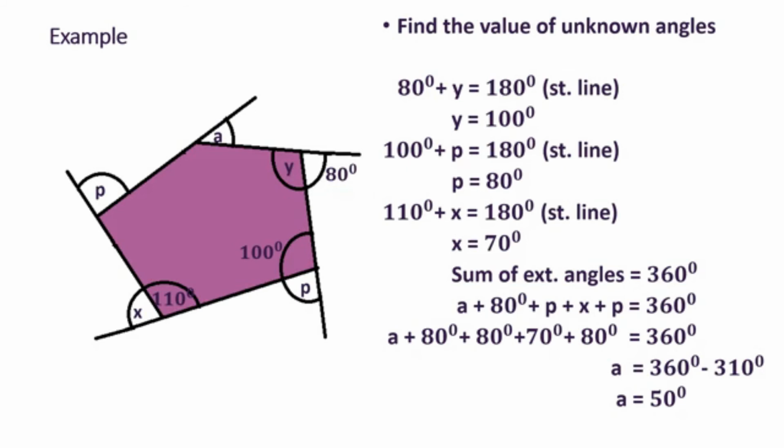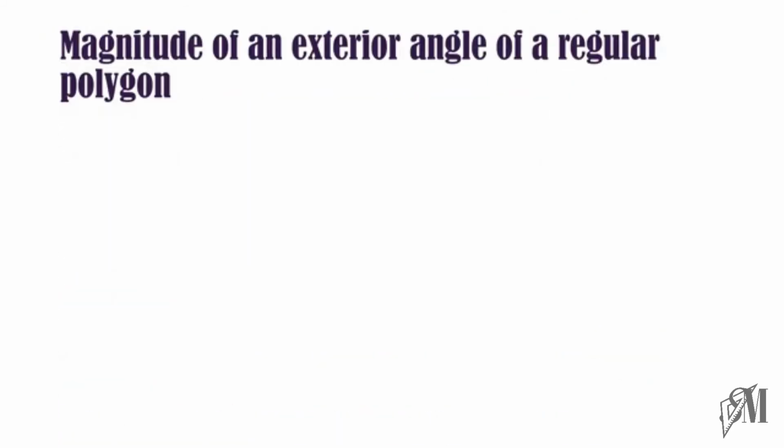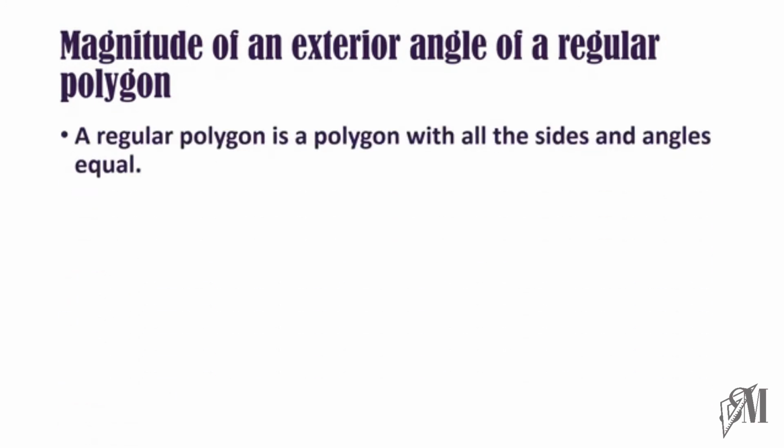Fine. And then we are going to move on to the last section, that is magnitude of an exterior angle of a regular polygon. Now, first of all, you should remember what is a regular polygon. A regular polygon is a polygon with all the sides and angles equal. So, all the sides must be equal and all the angles must be equal. One of the best examples I can give you is the square. You know, in a square, all the sides are equal. That is very obvious. And at the same time, all the angles are 90 degrees. So, the square is a regular polygon.